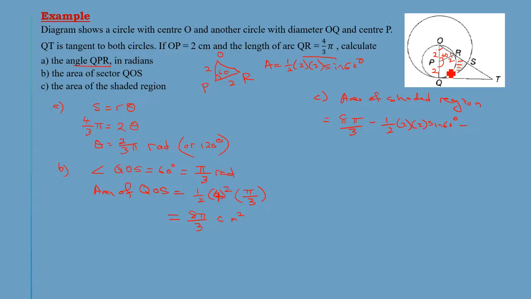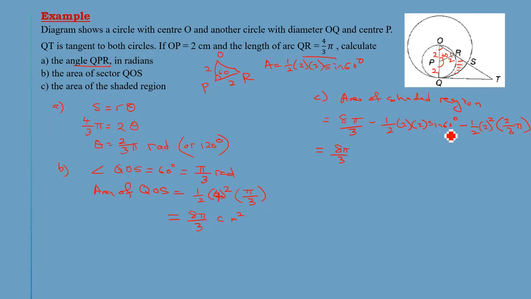And the area of this sector will be half r squared times the angle here. We already found from part A, 2 over 3 pi. Okay, so calculate this whole thing. So when you simplify, you get 8 pi over 3.